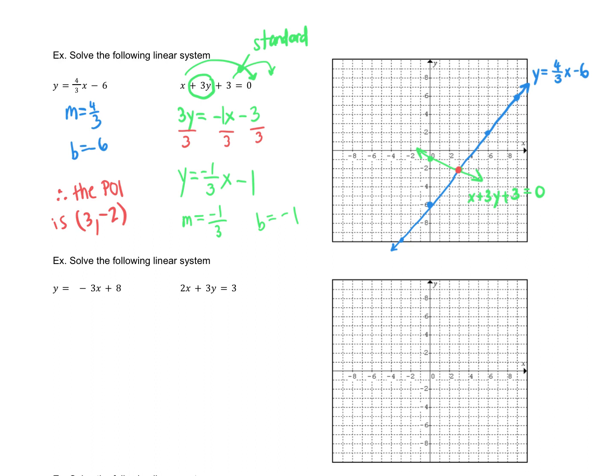Let's do one more example here. Y equals -3x plus 8, and 2x plus 3y equals 3. Well, the first one is great. The slope is -3, which I'll put over 1, and the y-intercept is 8. Here we are with the y-intercept, and then we're going down 3, right 1, down 3, right 1, and I will continue until I hit the edge of my grid. I couldn't fit that slope in the other direction, so I didn't apply it there.